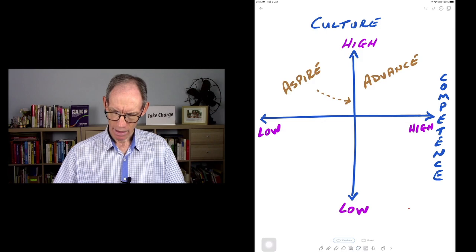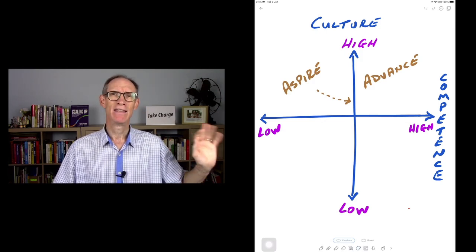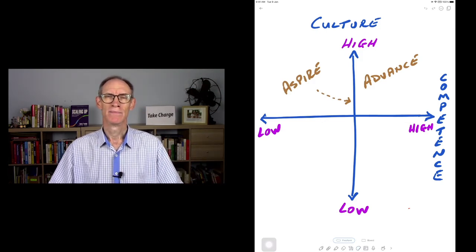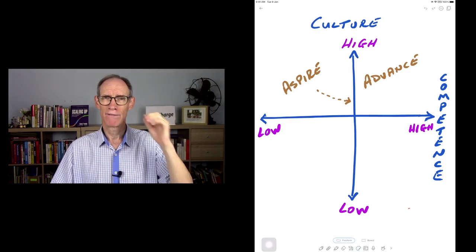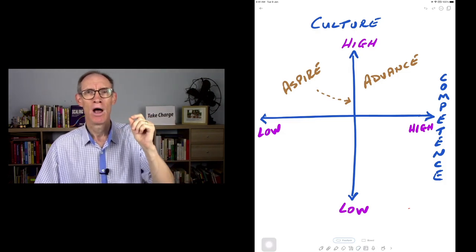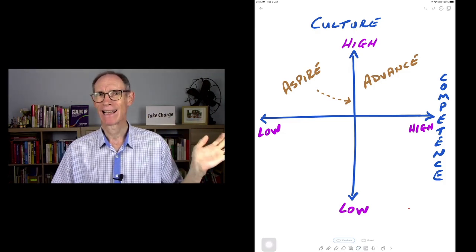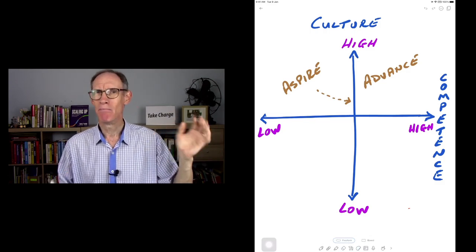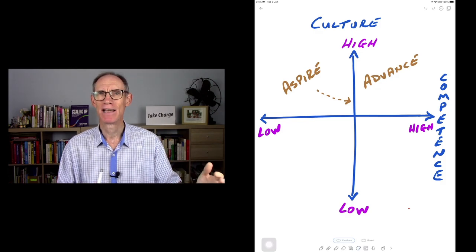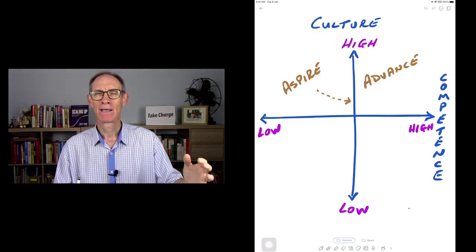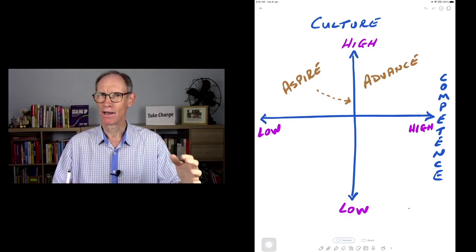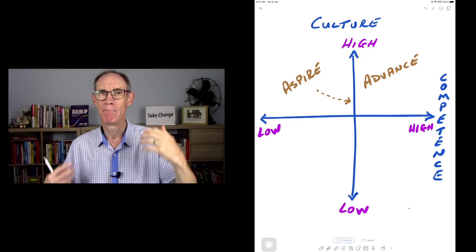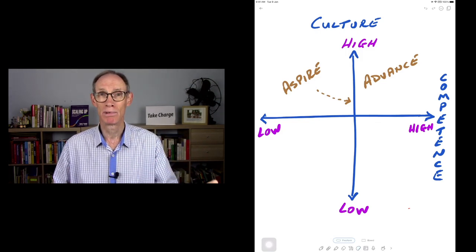Well, in the upper left hand quadrant, you've got high culture. You've got a very strong, well-developed culture, but maybe competence is lacking a bit. That is, in my view, the second best place to be, because it's harder, in my view, to build culture than it is to build competence.